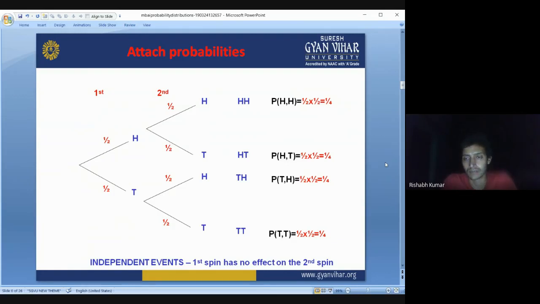So what are the independent events that I was talking about? An independent event is one where one event does not have an effect on the other event, right? So the spinning of the first coin is not affecting in any way the outcome of the tossing of the second coin, right?